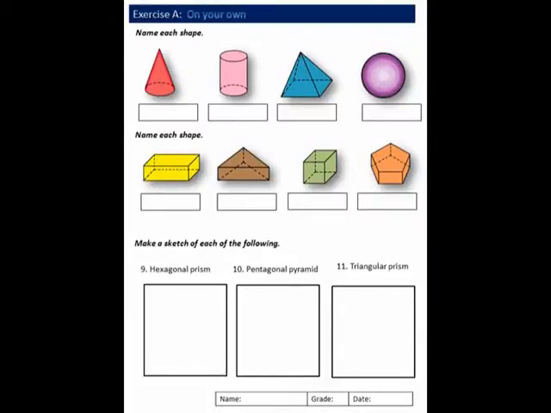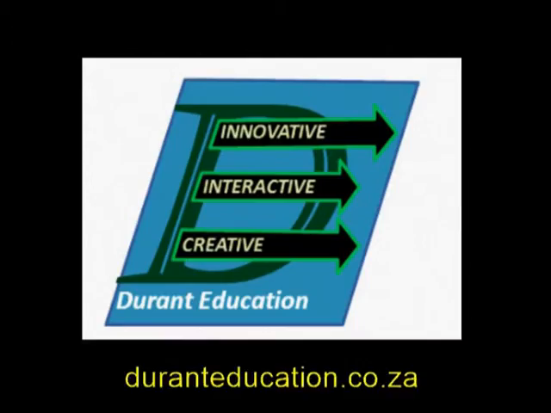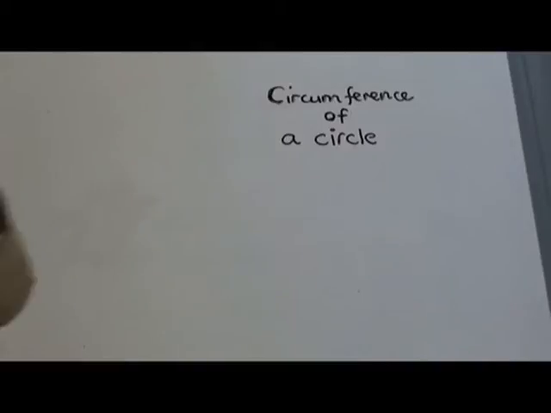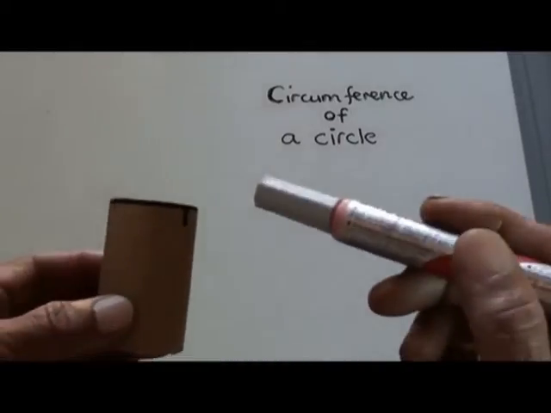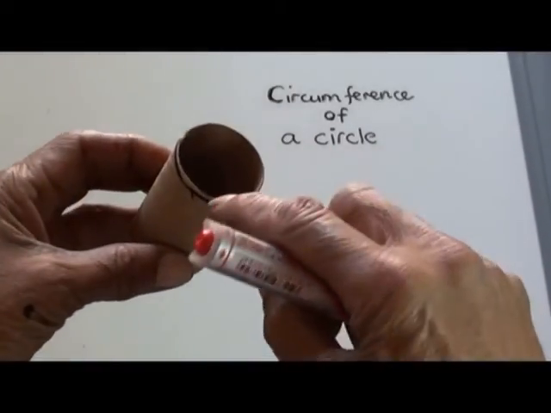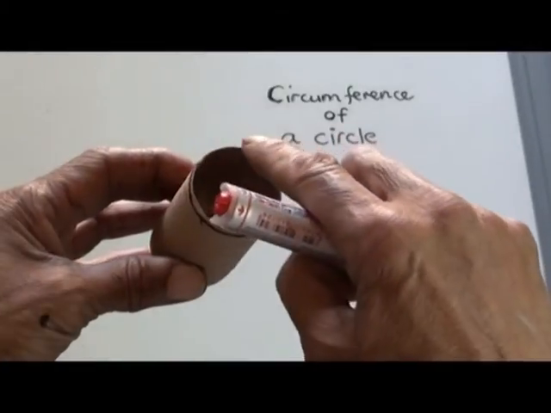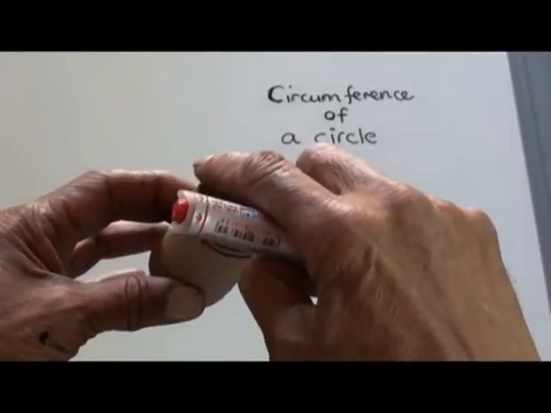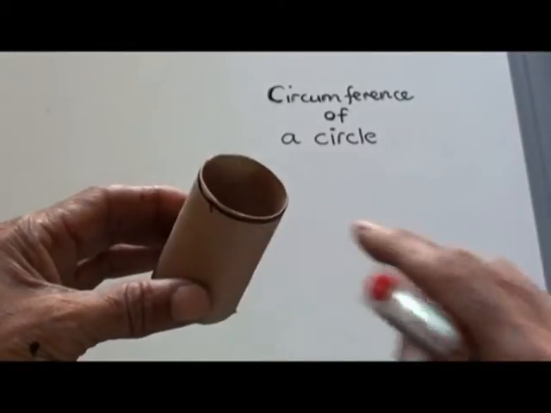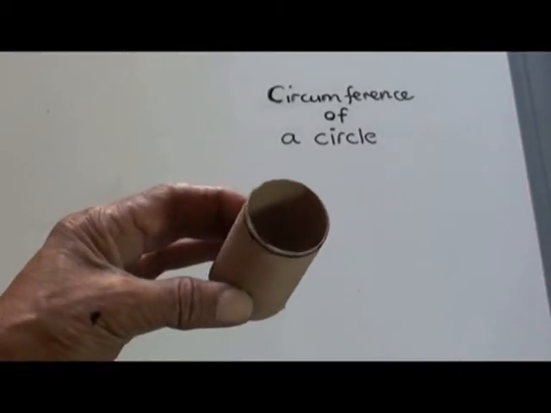Exercise A. On your own. Name each shape. Okay, the circumference of a circle. The circumference is the distance around the circle. Okay, it's the distance around the circle, which is called the circumference.